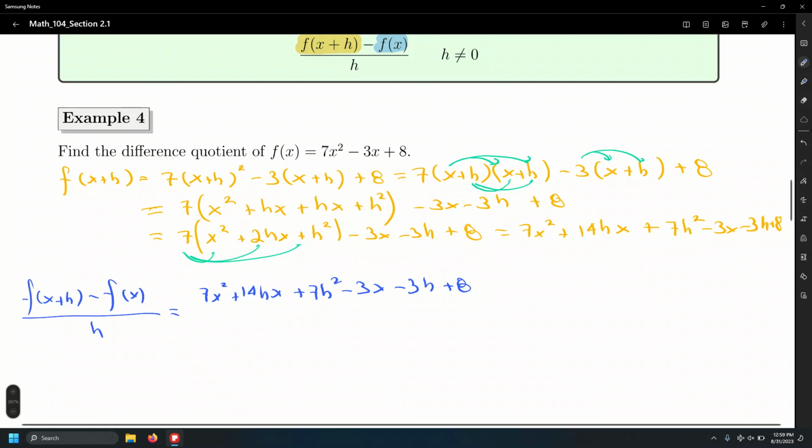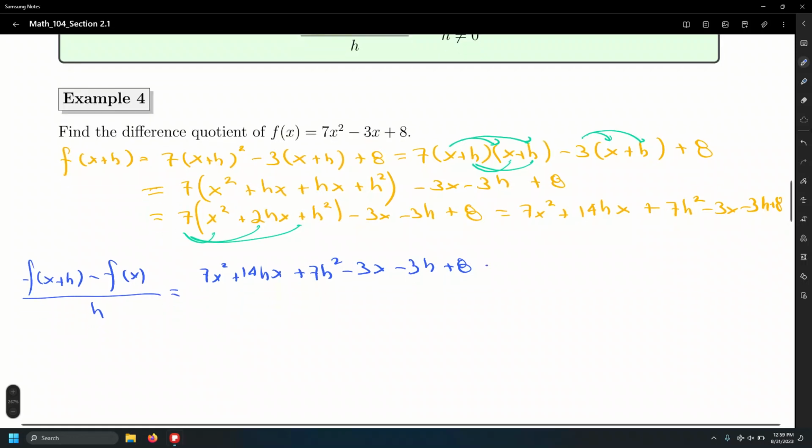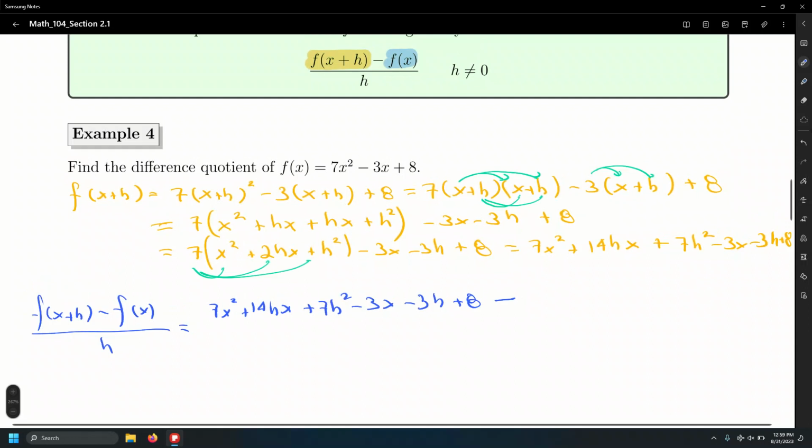So in order to subtract, all we do is minus. However, notice the original function is comprised of more than one term. It contains 3 terms. So just make sure to open parentheses and write the whole polynomial: 7x squared minus 3x plus 8, divided by, what's that? That's h. The whole thing divided by h.